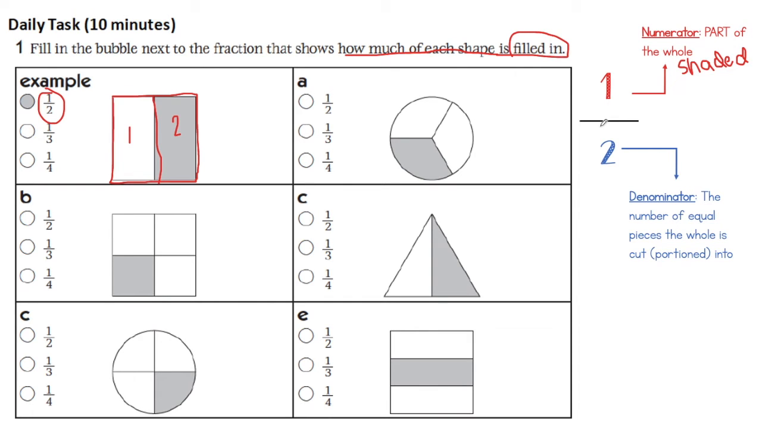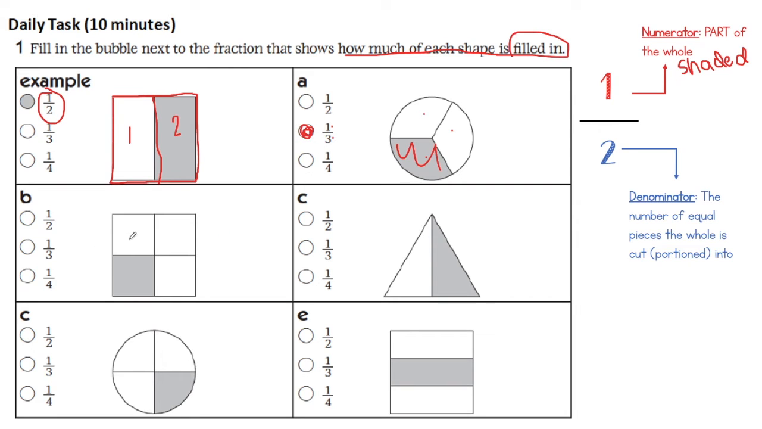All right, let's take a look at letter A. So I'm going to look and see it's cut into 1, 2, 3 equal pieces. And I'm going to look at my answers and I see that only one answer has 3 for a denominator. This one. I'm going to triple check that my numerator is correct. Is only one piece gray? Yep. So 1/3 is the fraction that they're showing.